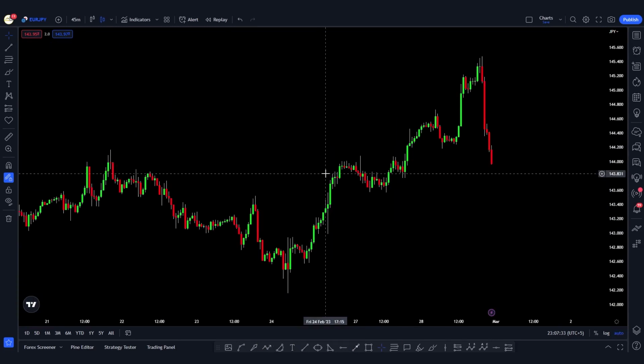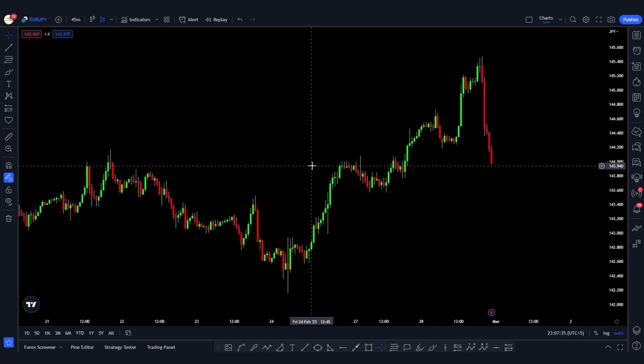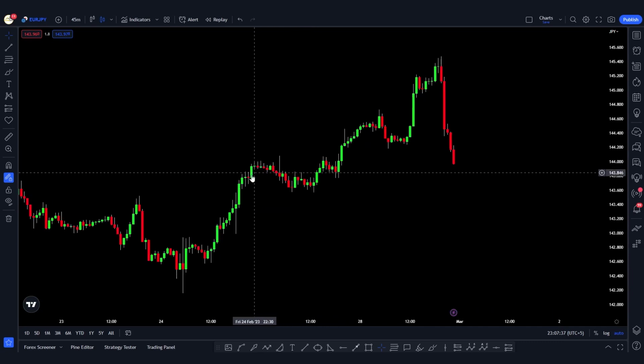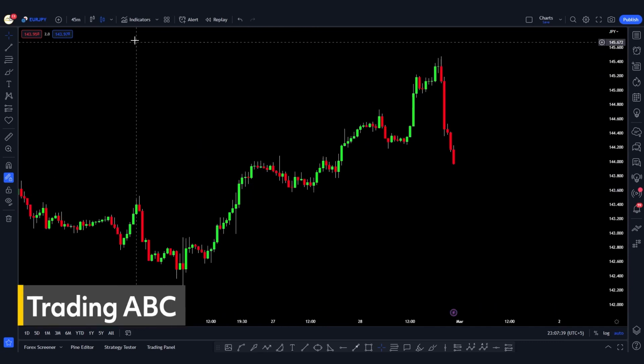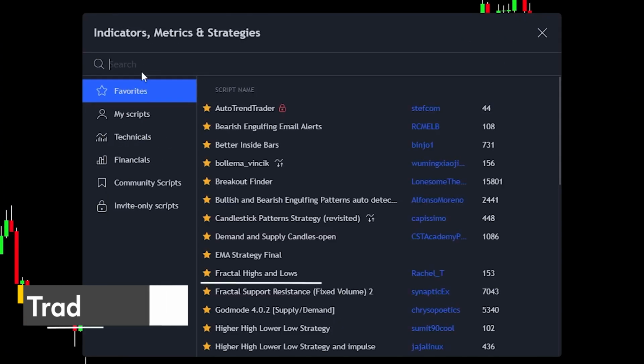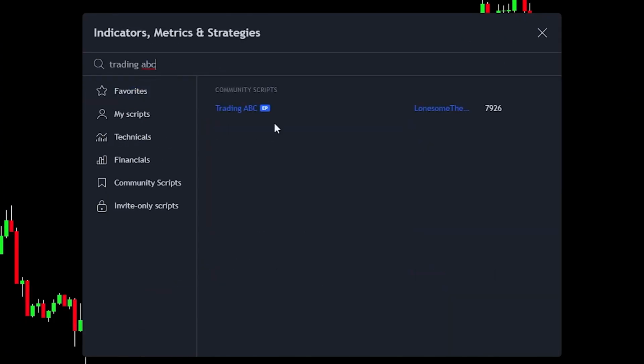Alright, so now let's go ahead and talk about the indicator that is in 4th place in our list. So this indicator is trading ABC. In order to apply the indicator, go towards the indicator tab and here search for the trading ABC, and this indicator is created by Lonesome the Blue.